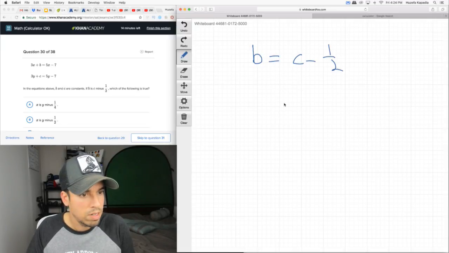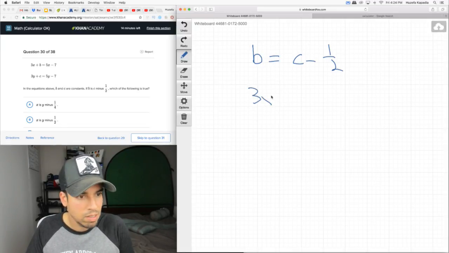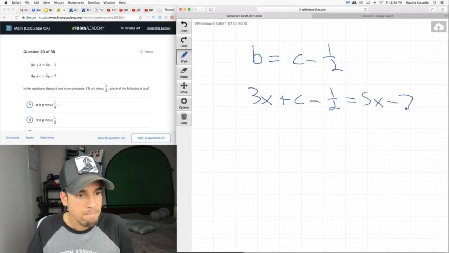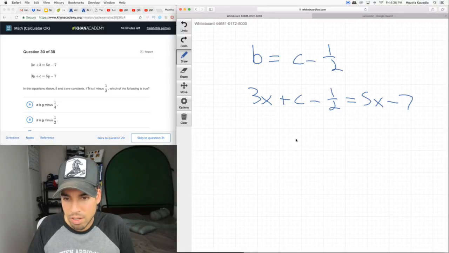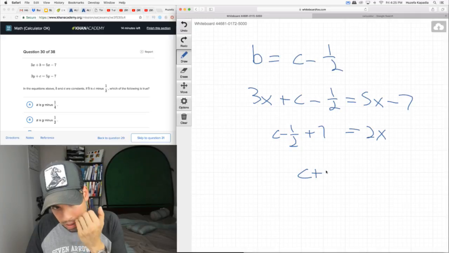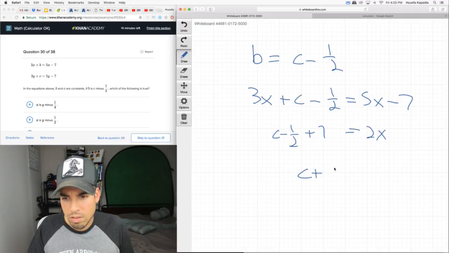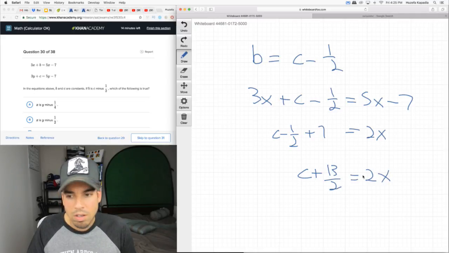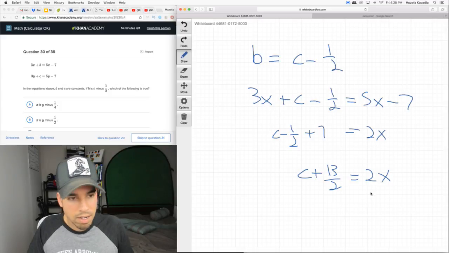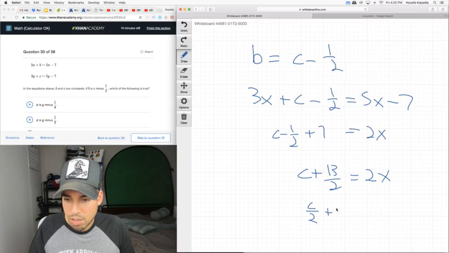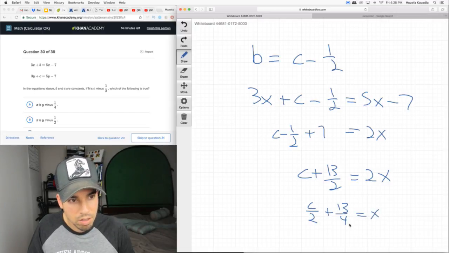Okay, B equals C minus 1/2. So I'm just going to plug in C minus 1/2 up top, I guess. 3x plus C minus 1/2 equals 5x minus 7. And then let's solve for x, I guess. 2x equals C minus 1/2 plus 7, C plus 6 1/2 or 13 halves equals 2x, and then C over 2 plus 13 over 4 equals x.